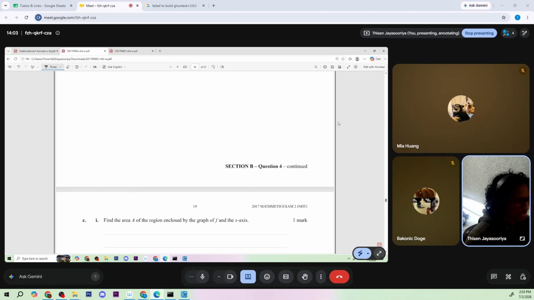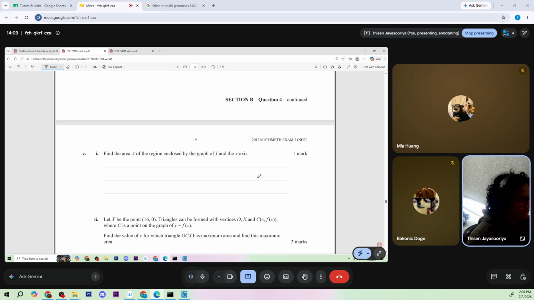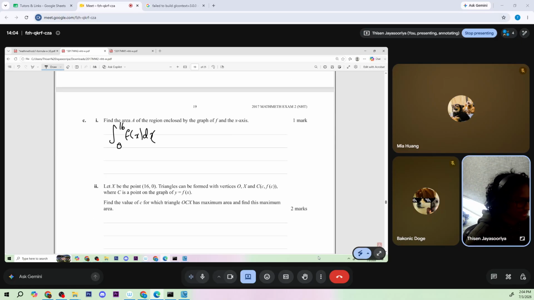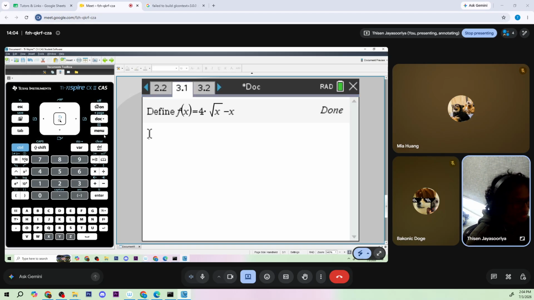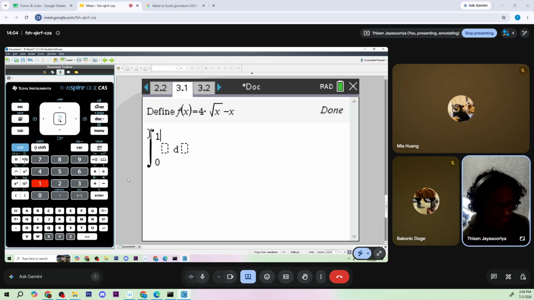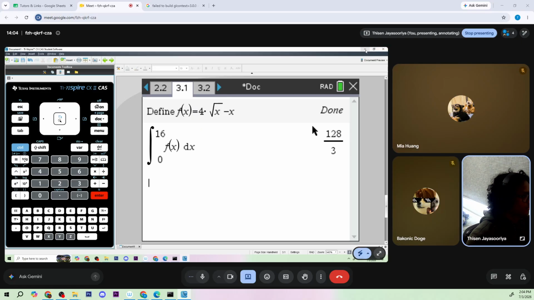Yeah. Here it says find the area enclosed by f of x and the x-axis. Well, that's just the integral from 0 to 16 of f of x dx. If you're feeling really lazy, let's try and do that on our calculator. So here, the integral from 0 to 16 of f of x dx. I get 128 over 3.